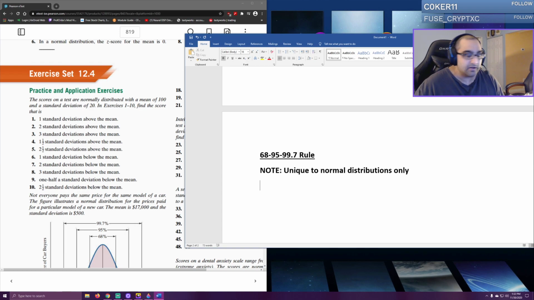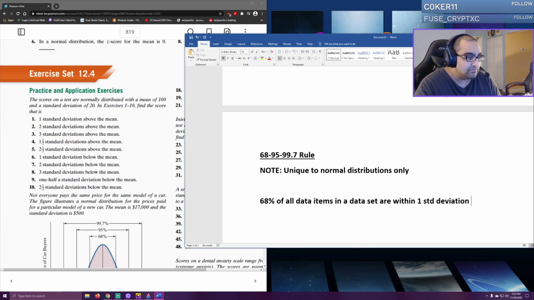Now, how does it work? What exactly are we trying to say? Well, first of all, each one of the numbers that you see here reflects a percentage. But a percentage of what exactly? Well, here's how it looks. 68% of all data items in a data set are within 1 standard deviation of the mean. Now, you're probably saying, whoa, time out. What exactly does that mean?